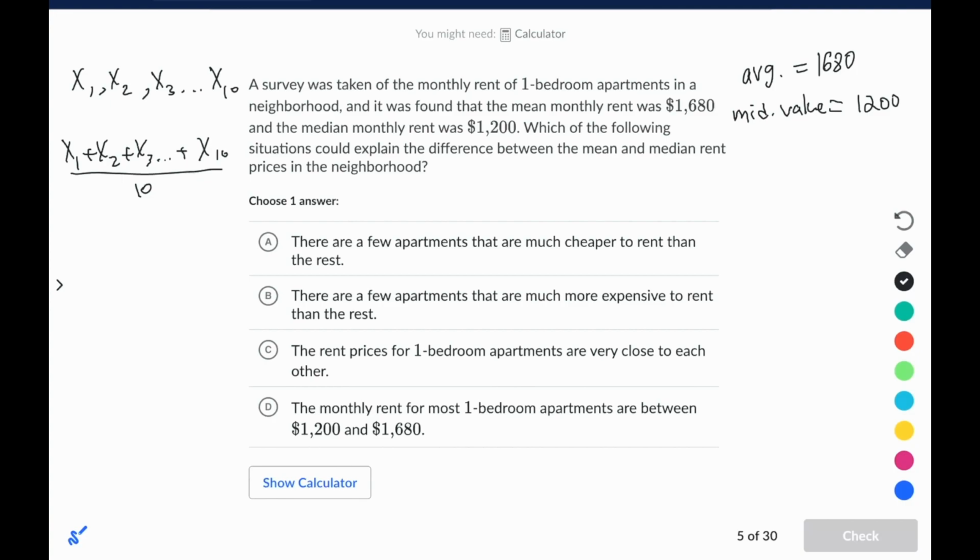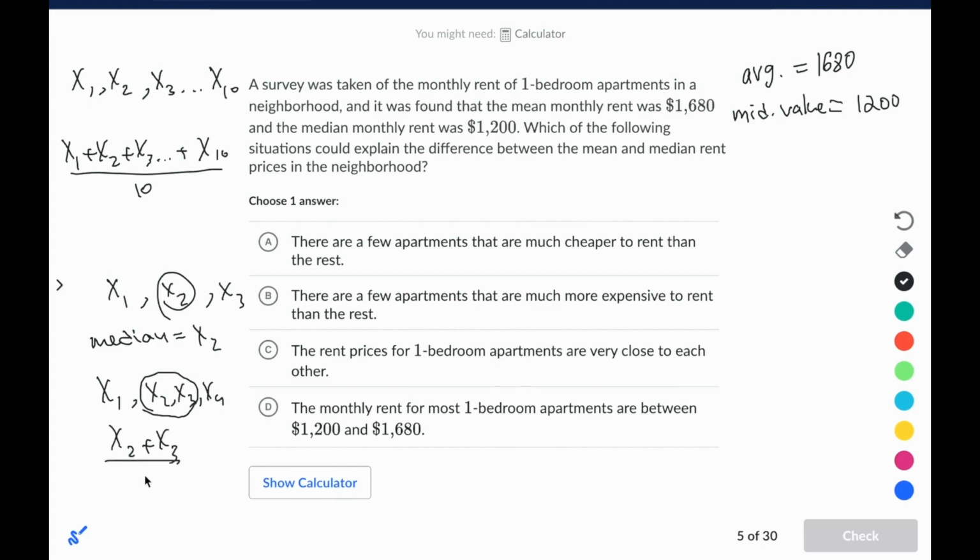So since we have 10 values, let's imagine less. Let's imagine 3 values. So x1, x2, x3. To find the median, we should just find what is in the middle. And in this case, the middle is just x2. So x2 would be the median. And if we would have something like x1, x2, x3, and x4, the median would basically be the average of the two middle values. So x2 plus x3 over 2.